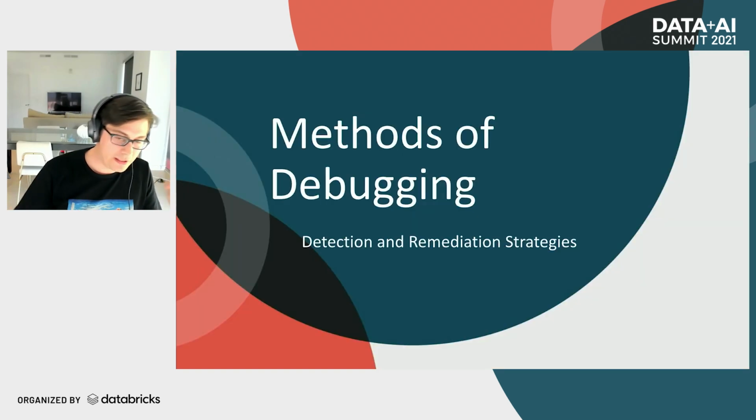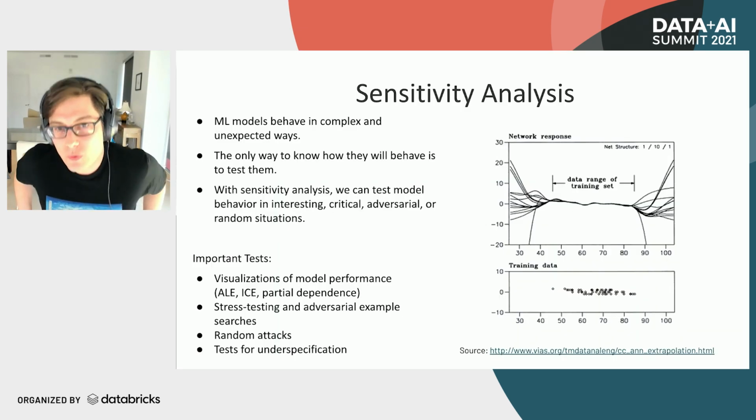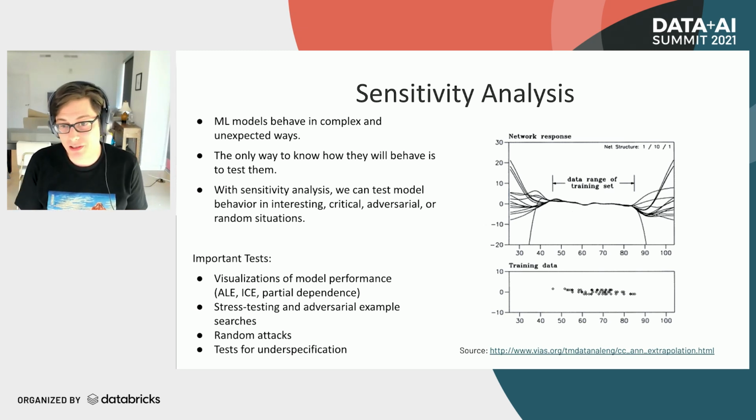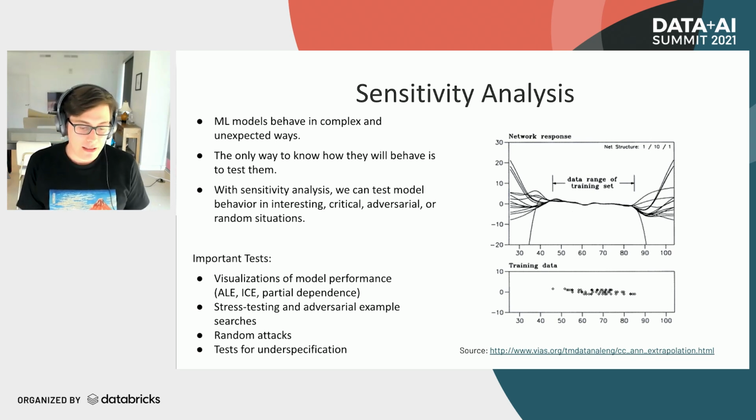All right, how do we test our machine learning models? Probably what you tuned in to see, not me rambling about my thoughts on model risk management. So let's talk about how to debug these models. One major way that we debug models is what I call sensitivity analysis. It's a very basic idea of finding or simulating data that is adversarial or interesting or random, and just seeing how your machine learning model behaves.